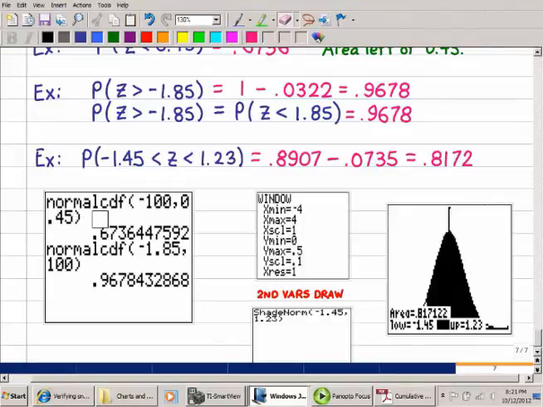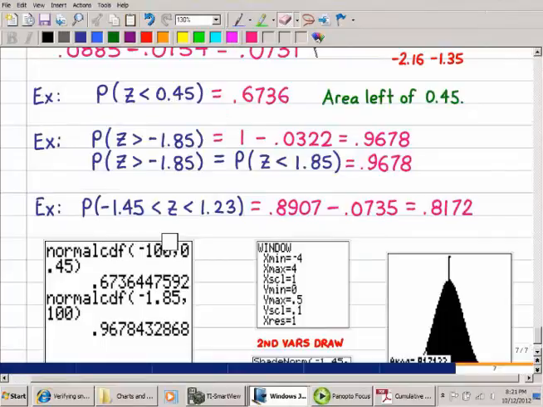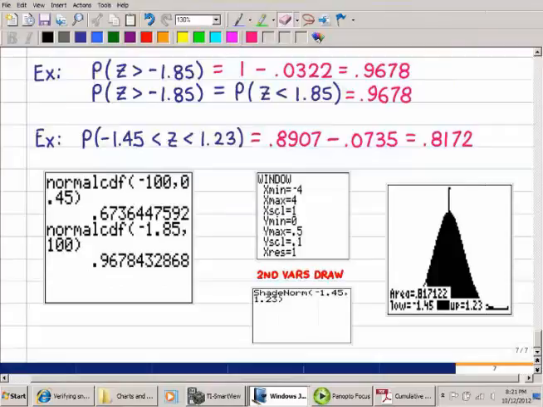Now here are these calculations I did here. I put them in normal CDF. The first one, the less than, it was from negative 100 to 0.45, which is 0.6736. Greater than negative 1.85, I just did negative 1.85 to 100, representing positive infinity. There's 0.9678.